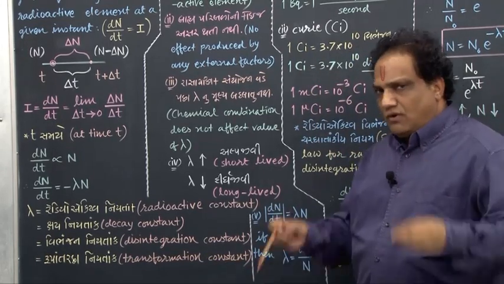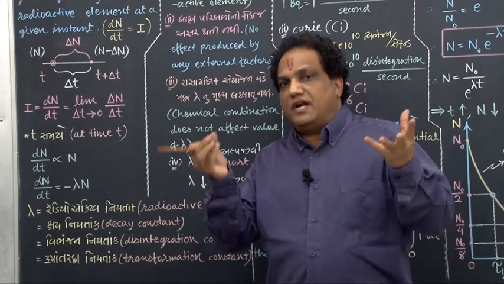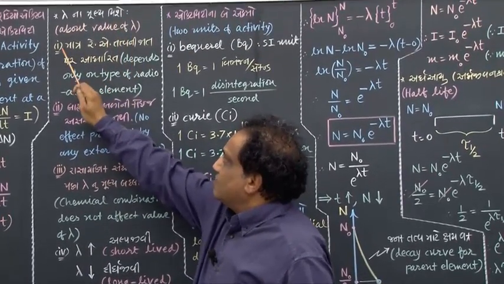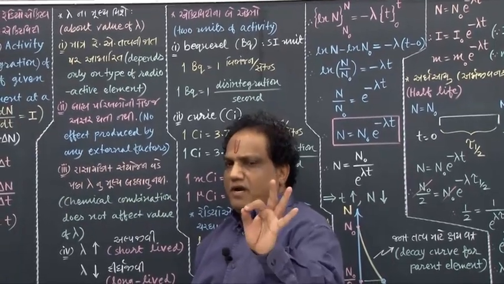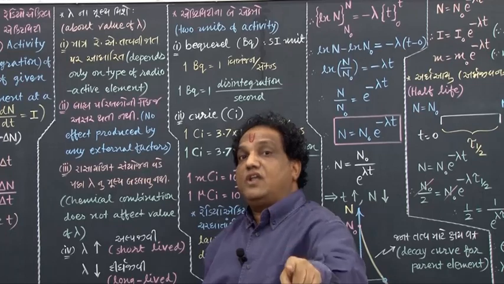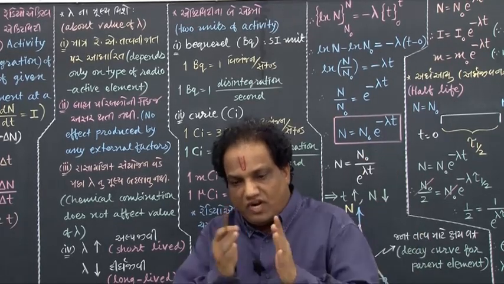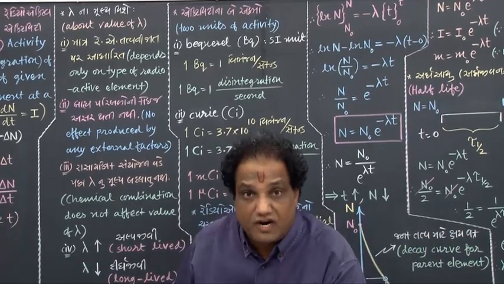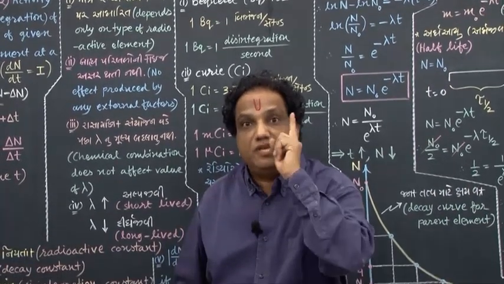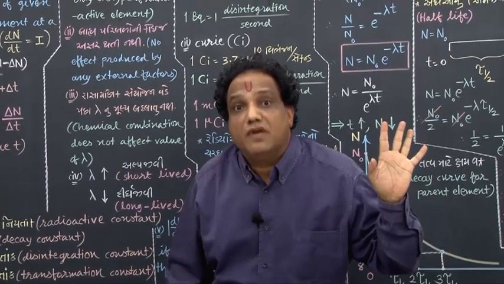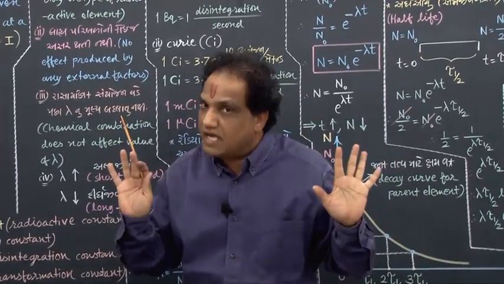Fine. Now let us see some points regarding the value of lambda. About the value of lambda, first point: the value of lambda depends only on one thing, that is the type of radioactive element. For different radioactive elements, the value of lambda is different. For a given radioactive element, the value of lambda is constant. It is time invariant. Time invariant means it does not change with time, correct?